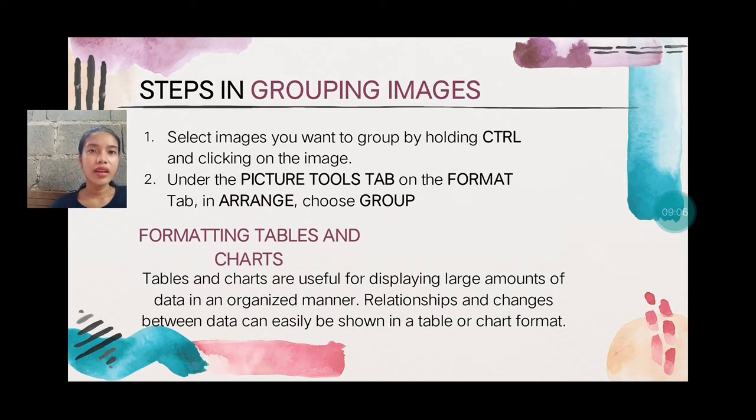Okay, I have here also the steps in grouping images. First, select the images you want to group by holding Control and clicking on the image. Number 2, under the Picture Tools tab, on the Format tab, in Arrange, choose Group. That is the step in grouping images. So I have also here a video on how to group images. So just watch the video.